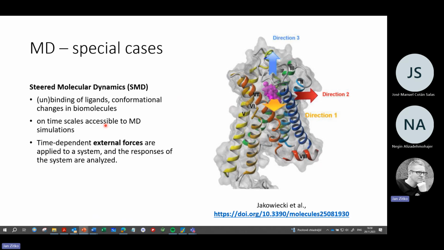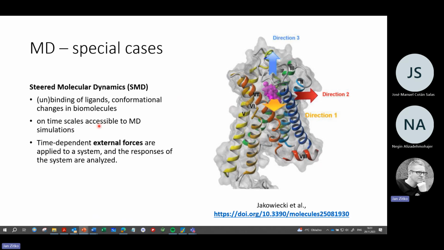Either you can have your protein, put it into water, and put a significant concentration of your ligand around the protein, so many molecules of the ligand, and you can just wait and wait and wait until one ligand gets into the correct tunnel, gets into the binding site and binds. But this usually takes very long, and very long simulations are needed. So that would be the normal molecular dynamics.